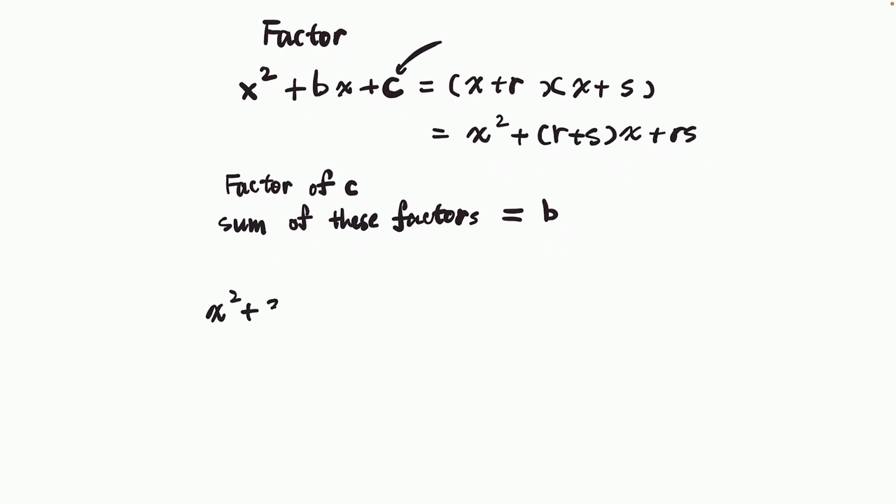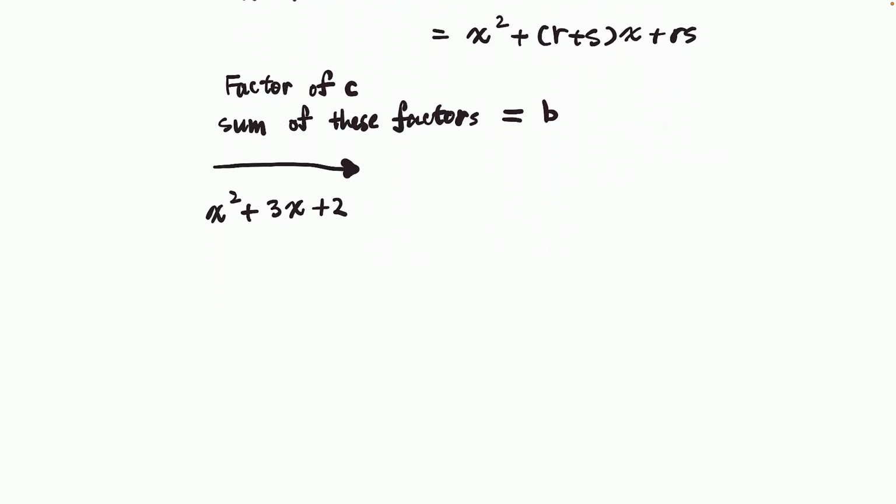X squared plus 3x plus 2. Okay, we want to factor it. It is a trinomial. It's arranged from greatest to smallest according to the power. We've got a square, then a single power, and then the constant. So for 2, there are only 1 and 2 as factors. It's very straightforward. We will know it's going to be x plus 1 times x plus 2 because 1 plus 2 equals 3.